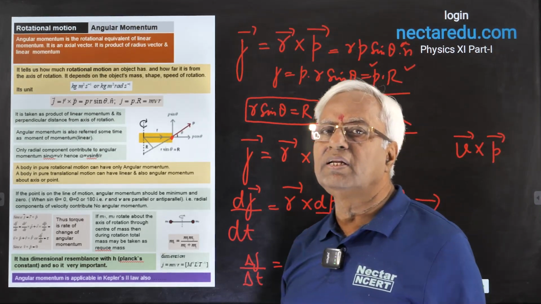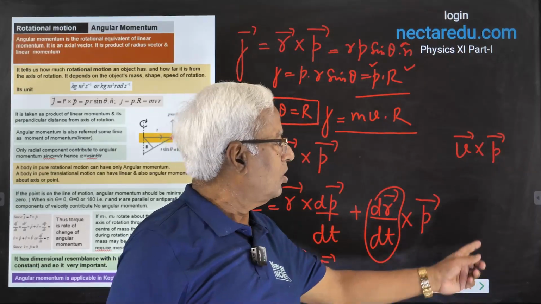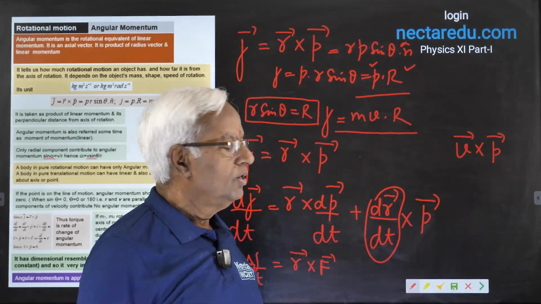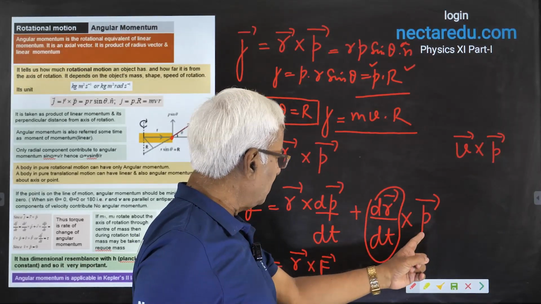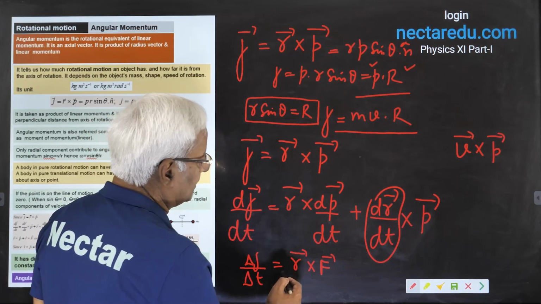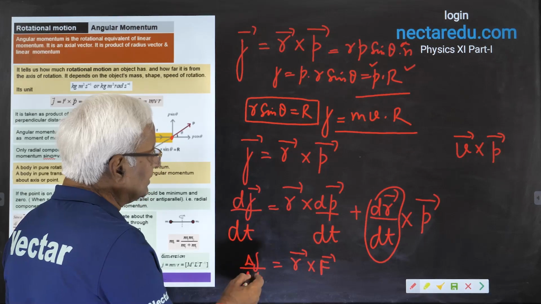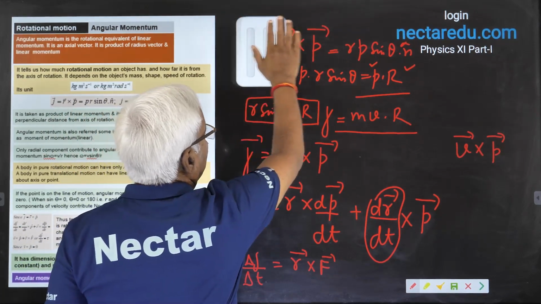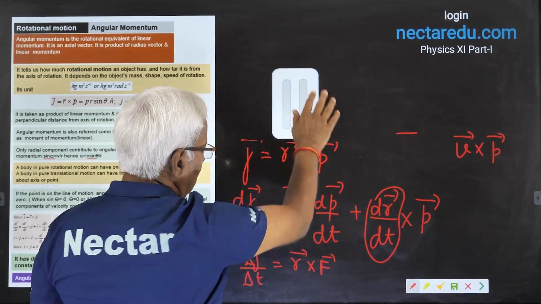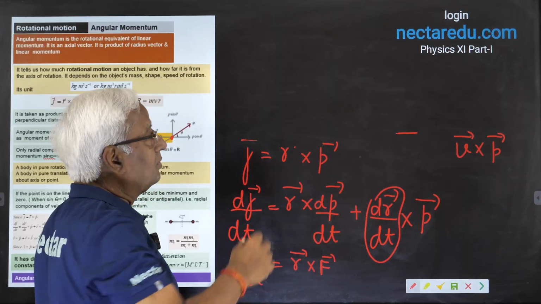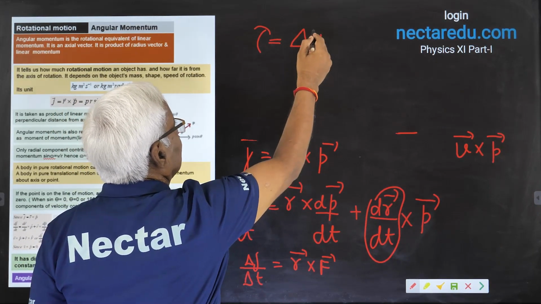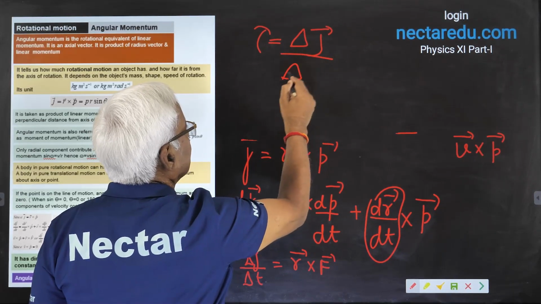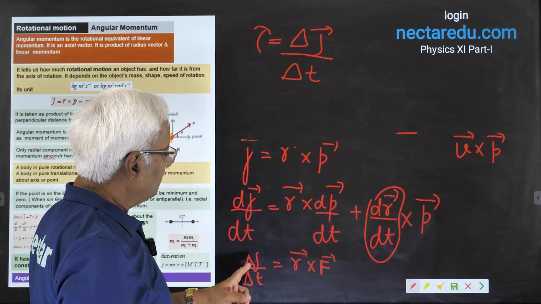V and P both are linear. Obviously, their cross product shall be equal to 0. So V cross P, this whole thing vanishes over here. It's 0. And the final result is this one. Delta J upon delta T, you know, this is called torque. You know this relation, torque is equal to delta J upon delta T.